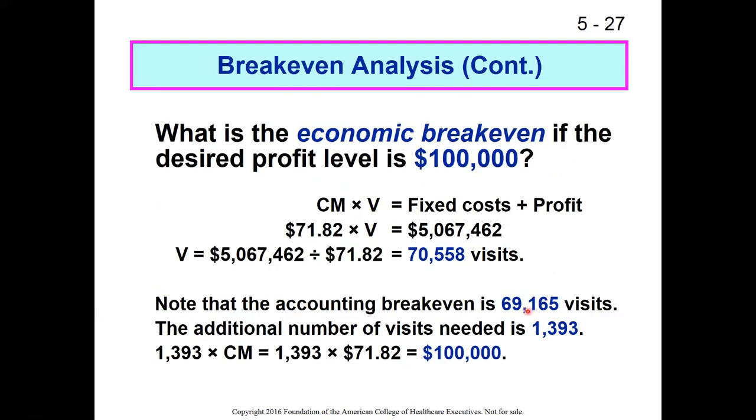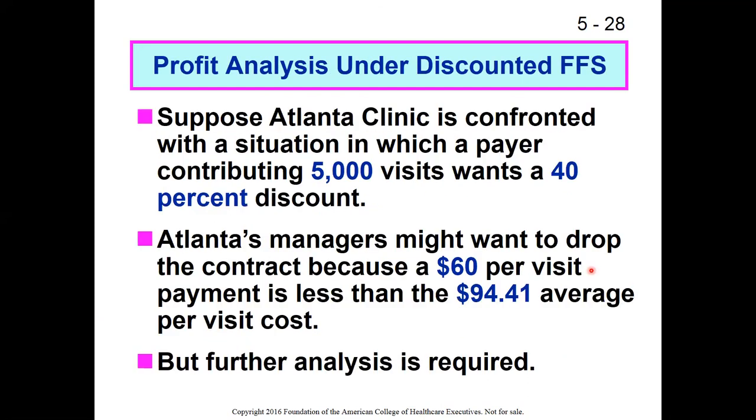So economic break even, we talked about, you have to get that 13,093 additional visits. So again, suppose Atlanta Clinic is confronted with a situation in which a payer contributing 5,000 visits wants a 40% discount, right? So now you're going to receive $60 per visit. So the question is, should we do that?